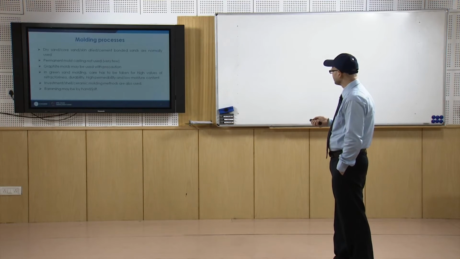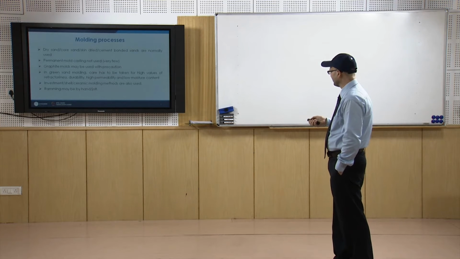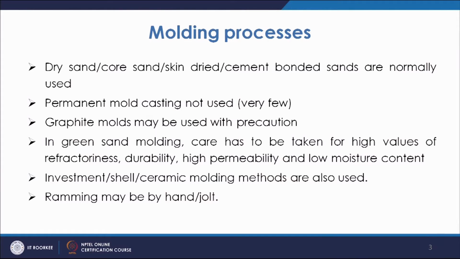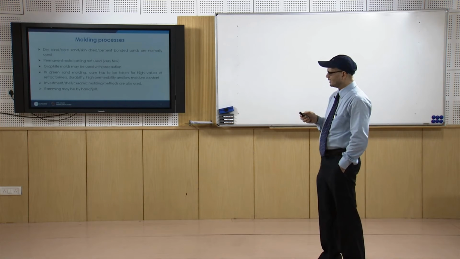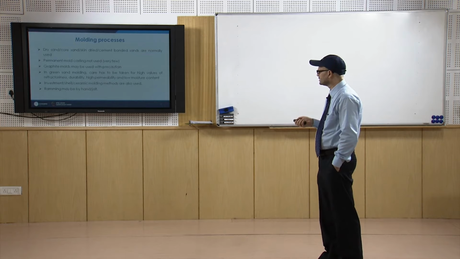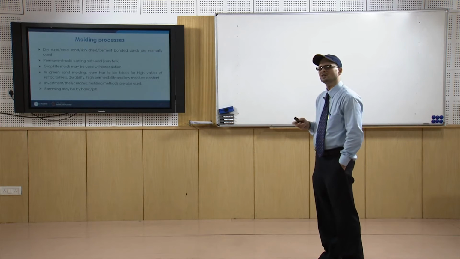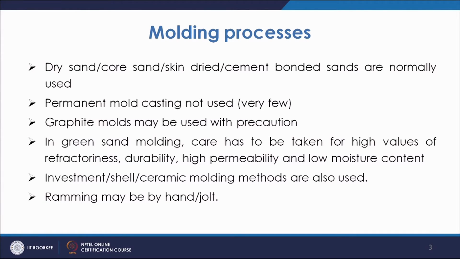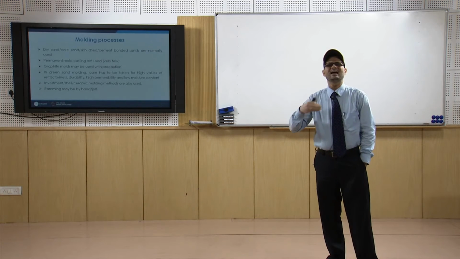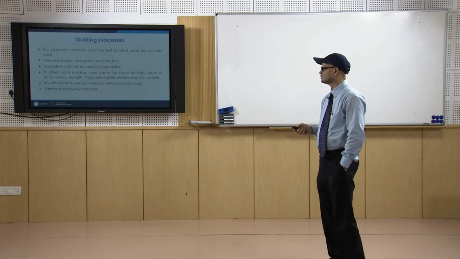Low moisture content, the same thing, you must have low moisture content, otherwise this moisture will form hydrogen gas, and again there will be a problem of it escaping, and if it does not escape, that may lead to defects. It has also been reported that you can use investment molds, shell molds, ceramic molds for preparation of castings. Ramming can be done by hand ramming or jolt ramming practices, depending upon the size and degree of automation in the foundry shops.